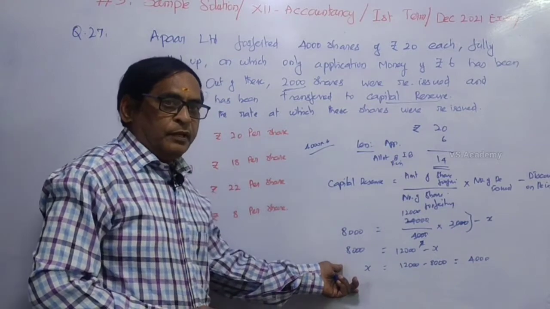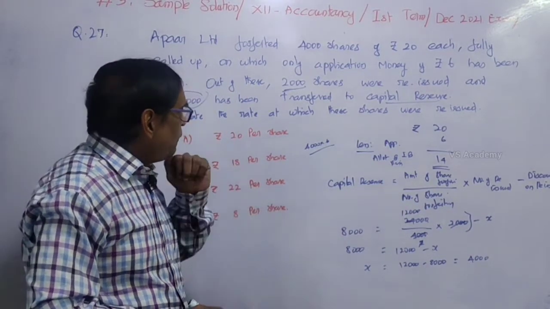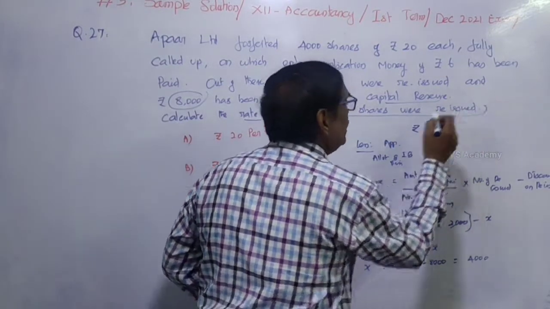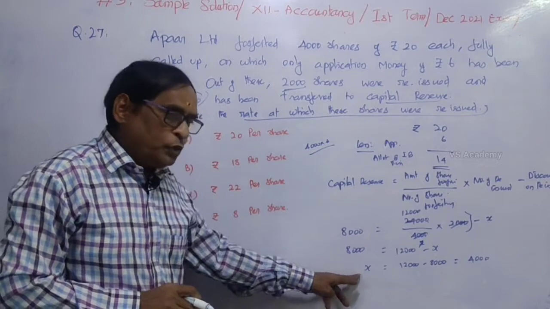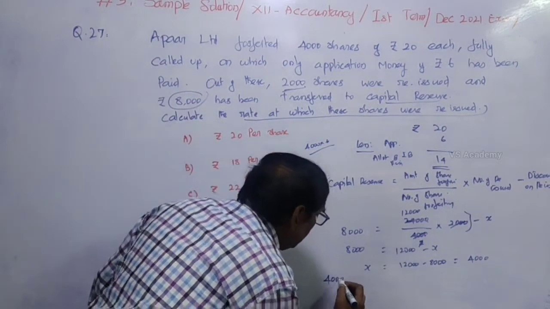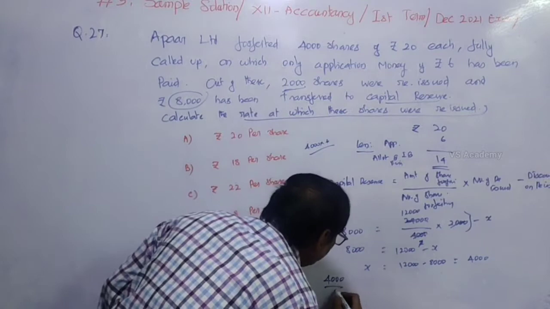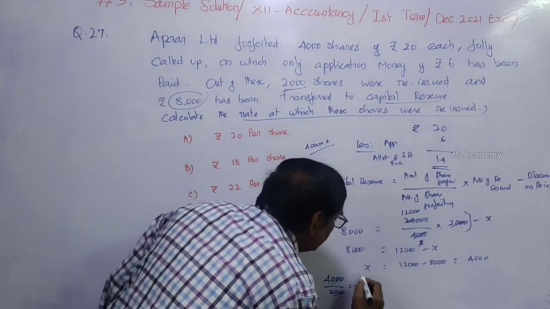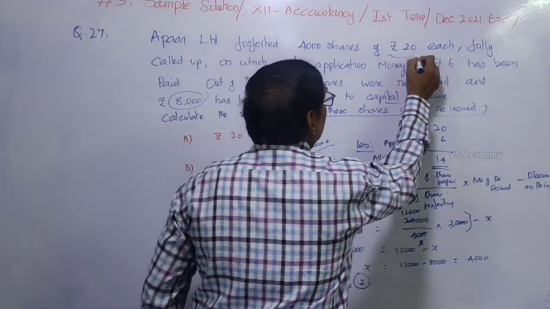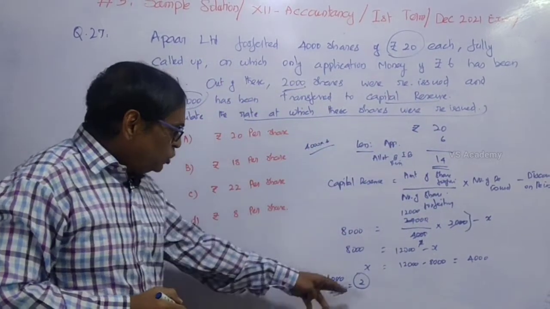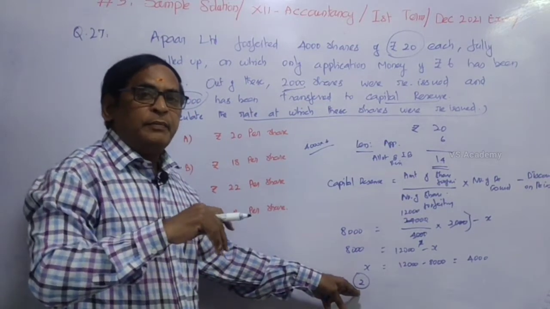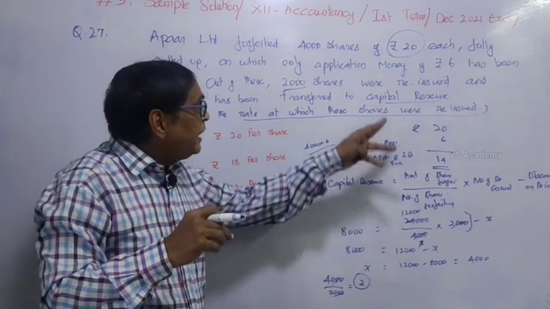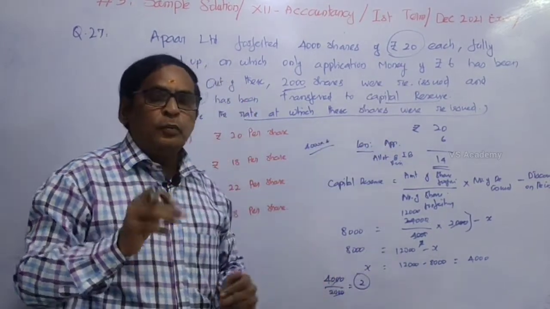For example, if it is issued at a discount, how much is the discount? The question is to calculate the rate at which the shares were reissued. So total discount is 4,000 rupees. Number of shares reissued is 2,000 shares. So discount per share is 2 rupees. The face value is 20 rupees, so the discount is 2 rupees. So the reissue of shares must be at the rate of 18 rupees, 20 minus 2, 18 rupees.